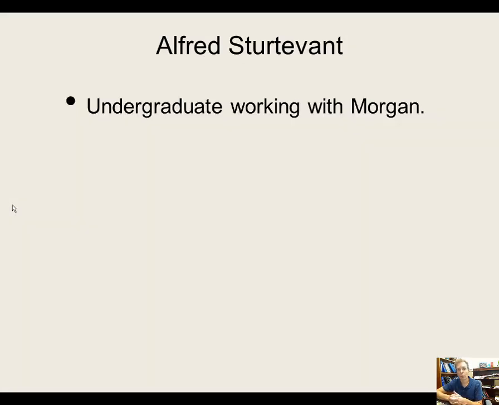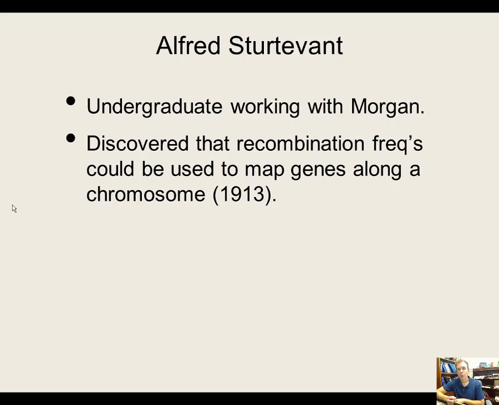One of the students that was working with Morgan was Alfred Sturtevant, who became another leader in the field of genetics. He discovered while working with Morgan that recombination frequency could be used to map the genes along a chromosome.